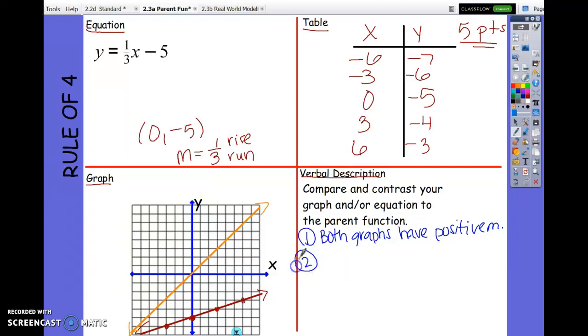For our second transformation, we want to talk about how gradual or how steep our line is. The graph we're looking at has a slope of 1/3. Our parent function has the slope 1. Looking back at our rules, we said that if our slope was between 0 and 1, that meant it was more gradual. And if you're looking at your lines, you can see that this red line, the line of our equation, is going at a slower rate than the parent function is.